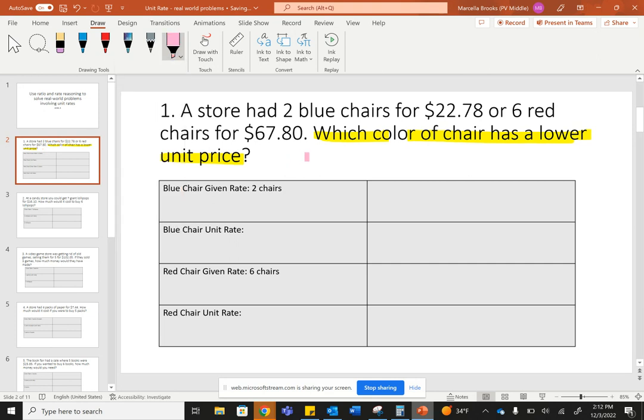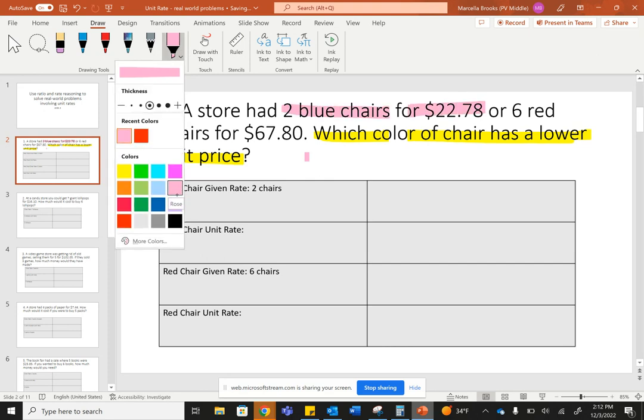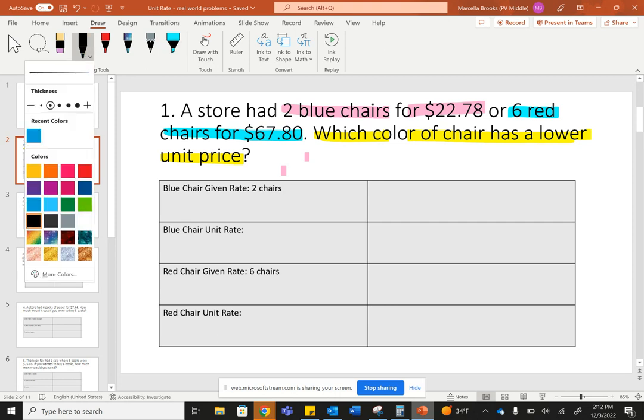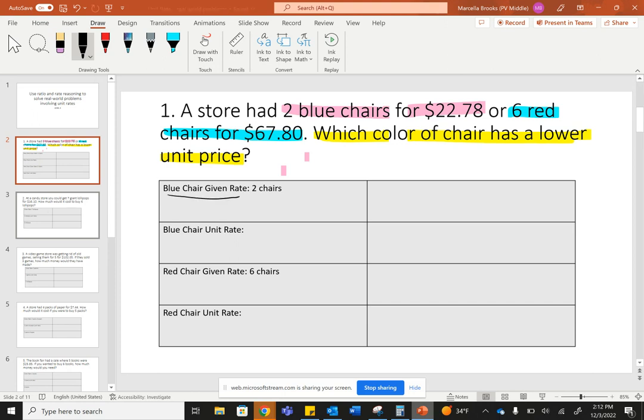Okay, so 2 blue chairs for $22.78. And then it tells us 6 red chairs for $67.80. So we're going to place all our information into this table. So here we go. It first says blue chair given rate. So the rate they give us is 2 chairs for how much? It's 2 chairs for $22.78. So we're going to write that on here. $22.78. Excuse these squiggles.